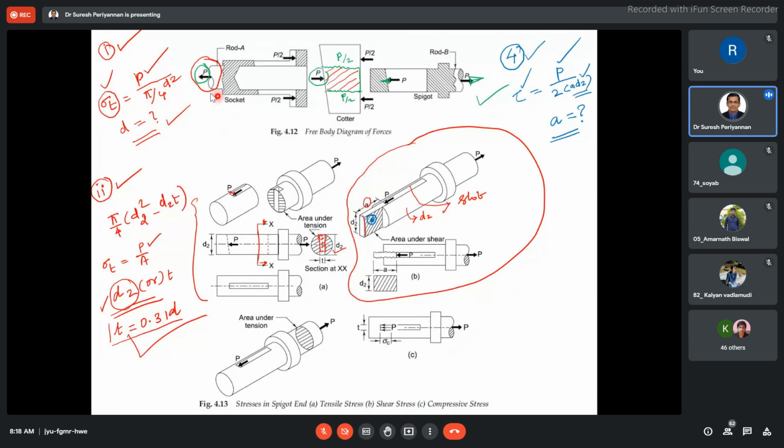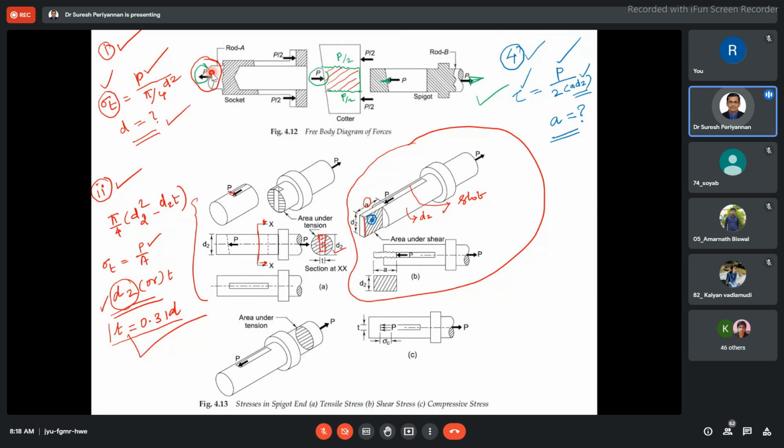Now, tensile failure with respect to the rod. The second case we discussed already: tensile failure in the spigot. See the figure 4.13 here. This is the region, tensile failure in the spigot. Now we are considering tensile failure in the rod, tensile failure in the spigot, tensile failure in the socket.